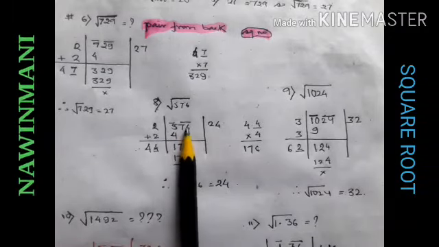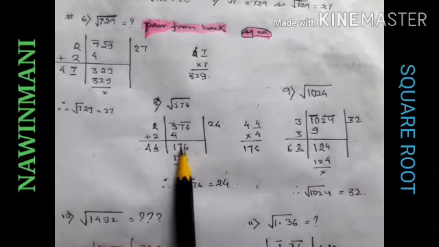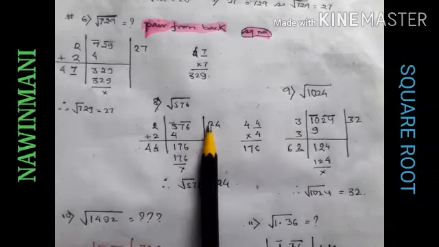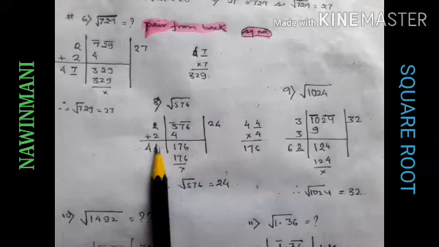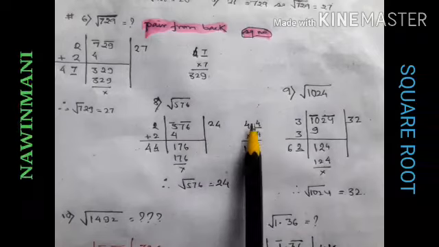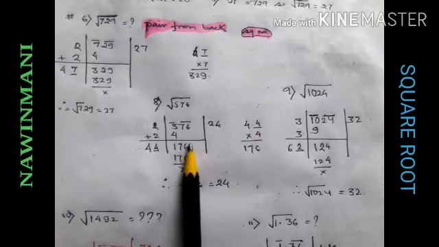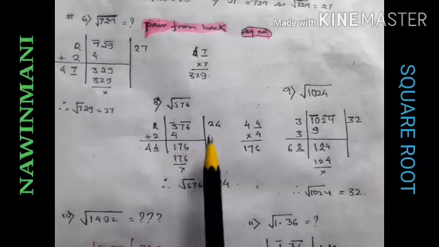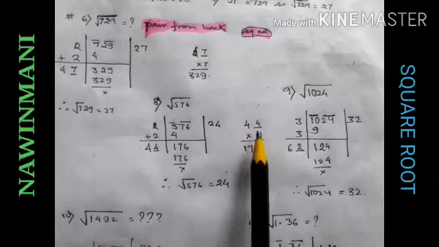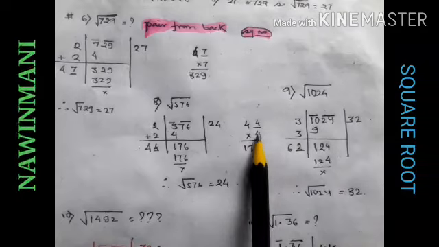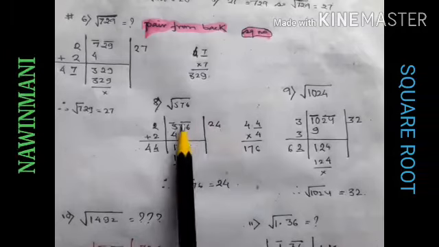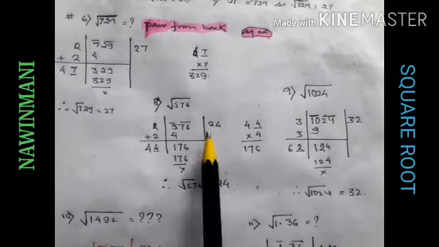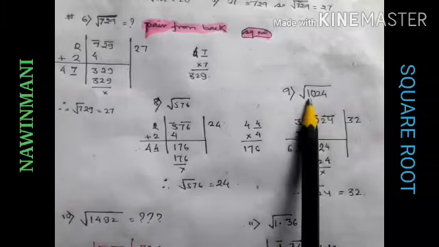And what do I bring down? The whole pair. 76 I will bring down. Then what do you do? Whatever is put here, you add here. 2 plus 2 is 4, but don't write it here. Make a dashed space, put a number there, and multiply with the same number, so that you get this much or less than this, not more. So 1, 2, 3 don't work. When I put 4, 4 4 is 16, and 17, 176 matches. So here I put 4. So what is the square root of 576? It is 24.